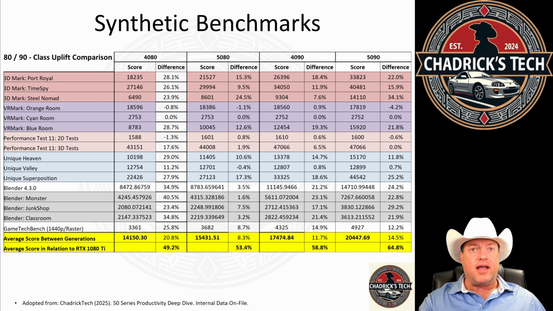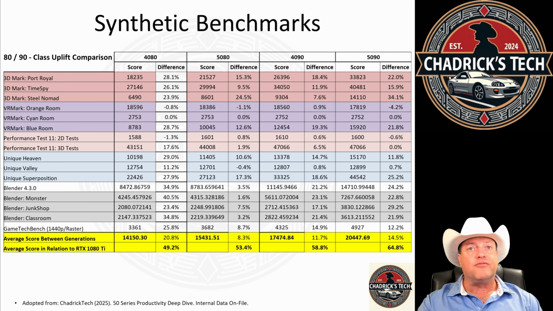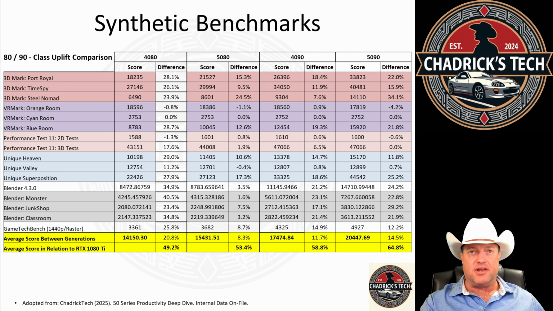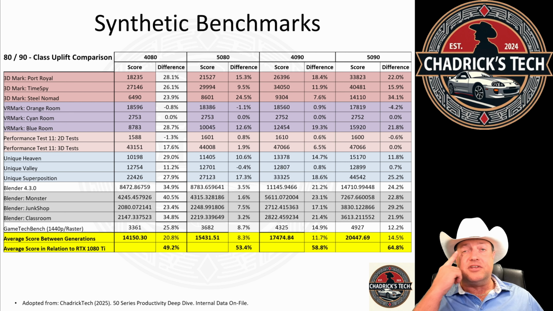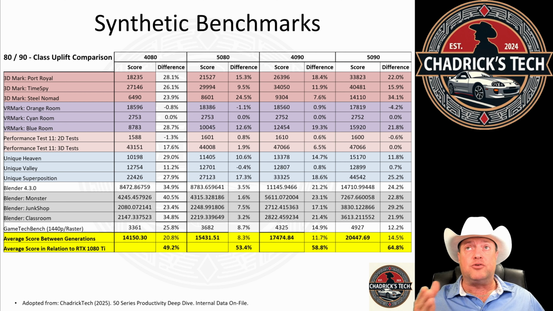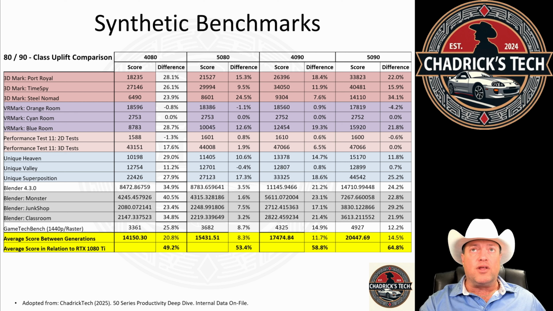To go to a 4080, you get a 21% improvement from the 3090 to the 4080. And that's a 49% total generational uplift from the 1080 Ti. That's how you'll read these slides. And then from the 4080 to the 5080, we see an 8.3% generational uplift. Yeah, the 4080, then the 5080.